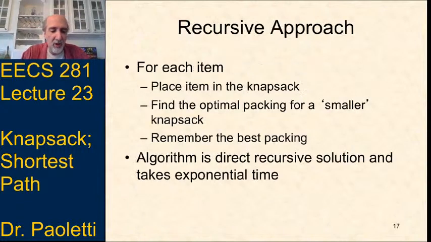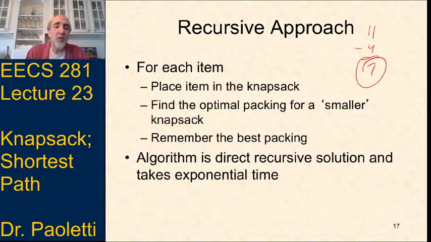So let's look at the recursive approach. Our basic recursive approach is for every item, assuming it fits, I'm going to put it in my knapsack. Then I'm going to make a recursive call with a smaller size knapsack. So if I started out with 11 and I take an item of size 4, I'd make a recursive call for a knapsack of size 7. Every time I do this, I'm going to find the best packing for a knapsack of size 7, and then I return that to the upper level, which then gets to make a different choice.